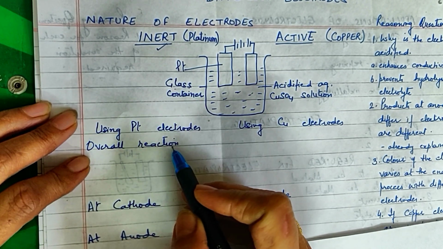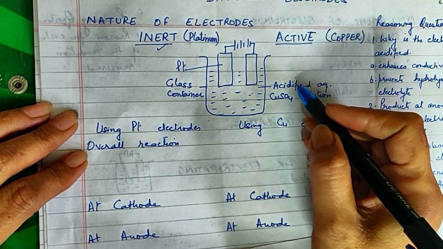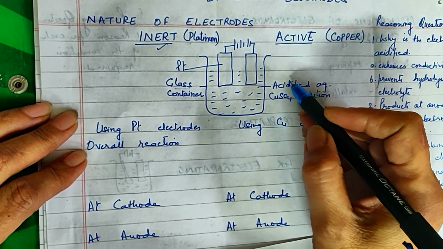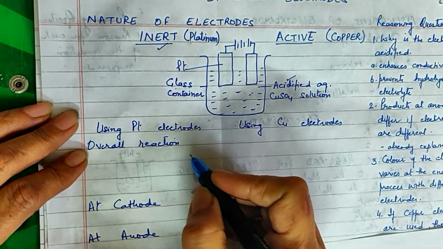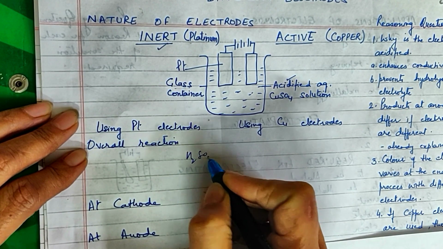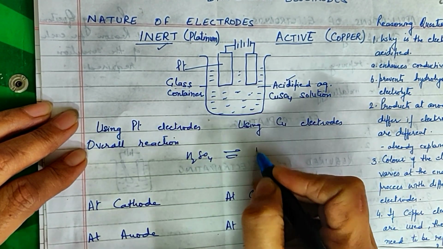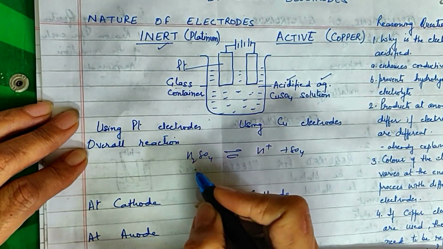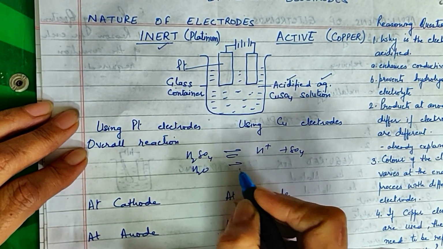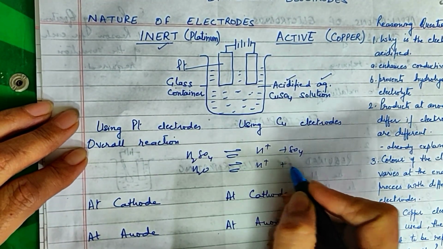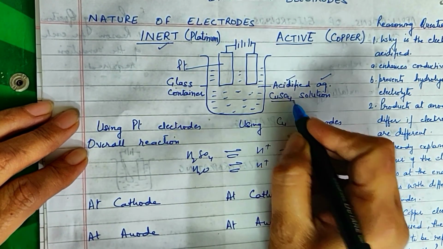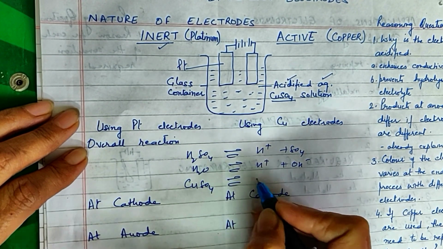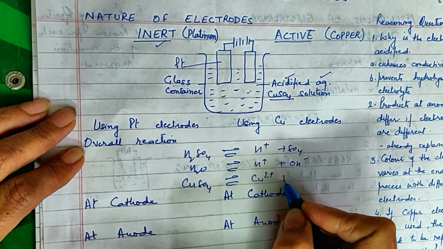When we are writing the overall reaction, children, you have to keep in mind that whatever is in the electrolyte, everything is going to dissociate. So we first talk about acidified. Acidified means H2SO4. H2SO4 is going to dissociate into H+ ions and sulfate ions. Similarly, aqueous means water. Water is going to dissociate into H+ ions and OH- ions. And copper sulfate is also going to dissociate into copper ions and sulfate ions.